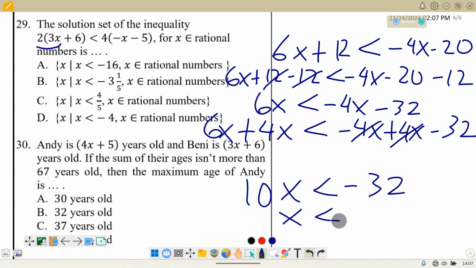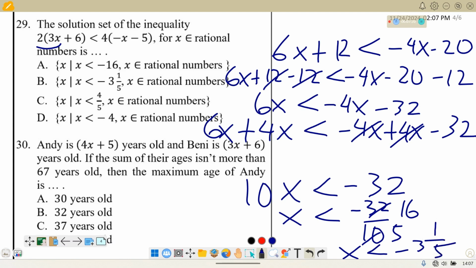So x is less than -32/10. We can make it simpler by dividing by 2, which gives -16/5. We can change it into a mixed number, so it becomes -3 1/5. Am I correct? This is 3 times 5, 15, plus 1, 16, so 16 divided by 5. So the answer is B. Yeah, this is the answer.